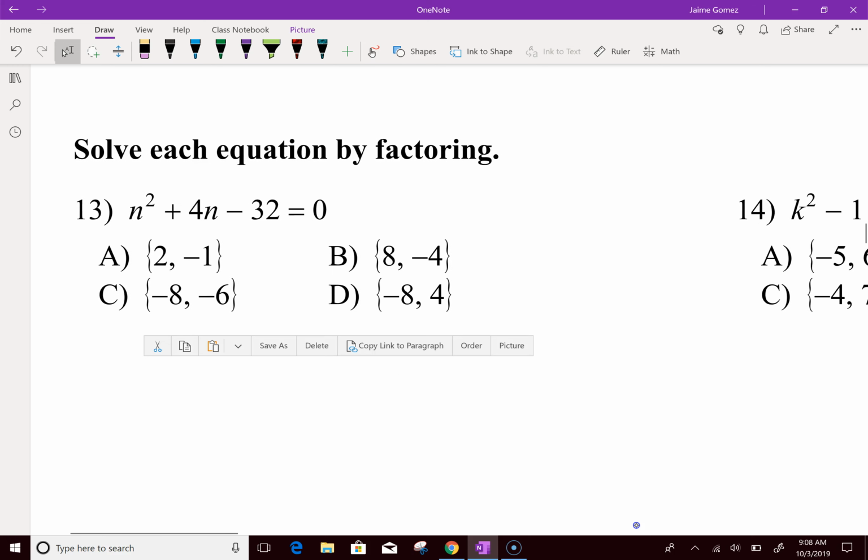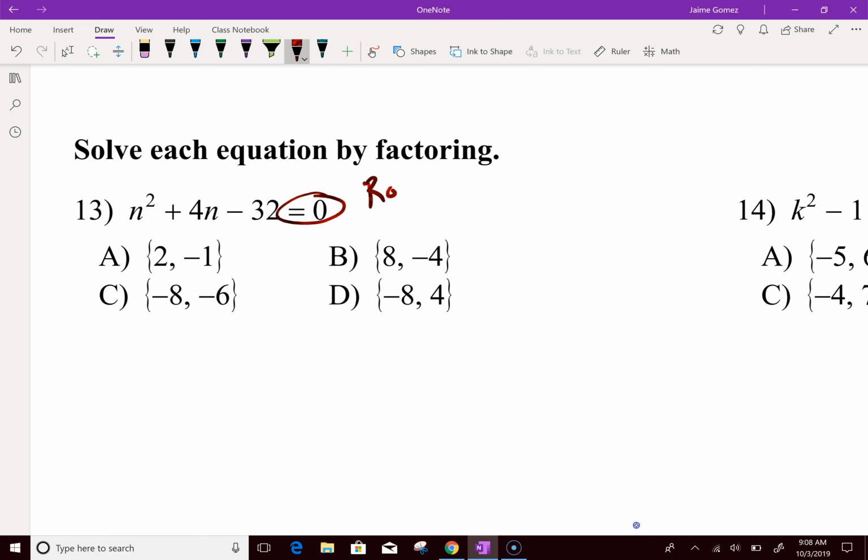So number 13 here. How do you do number 13? Remember that when it equals 0, you have to find the roots.